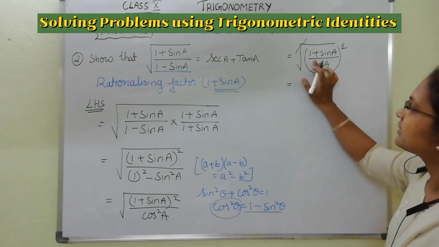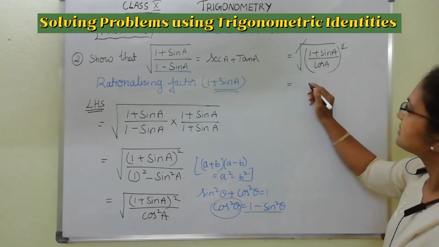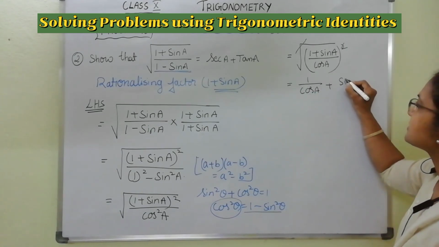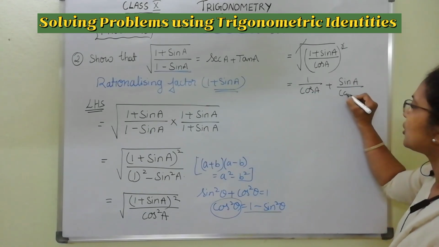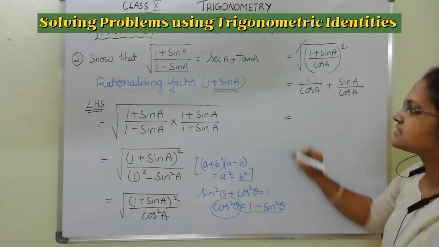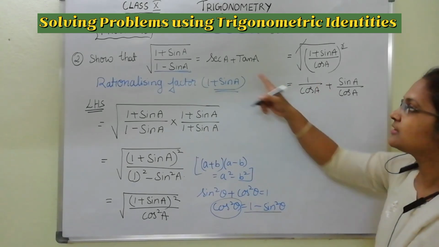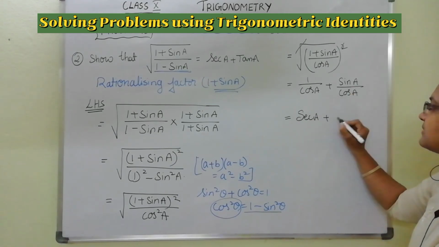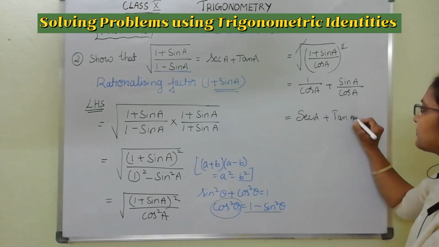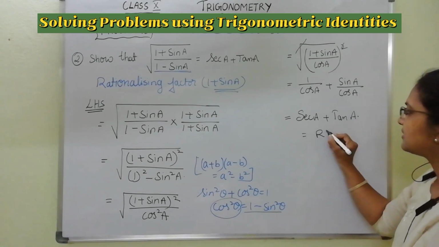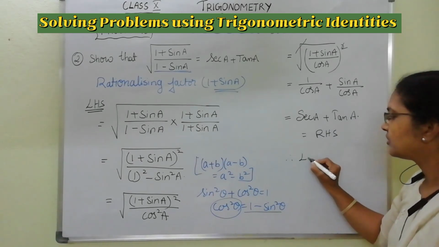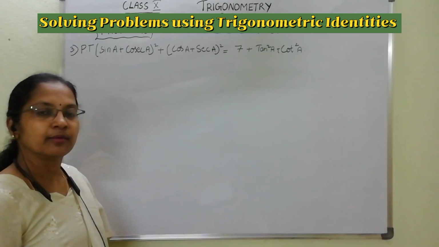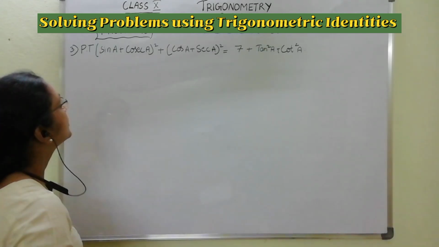Now cos theta can be taken separately for 1 and sin. So 1 by cos A plus sin A by cos A. This is equal to 1 by cos, which is nothing but secant A, plus sin by cos, which is tan. This is RHS. Therefore, LHS is equal to RHS. Many times in essay 1 and essay 2.